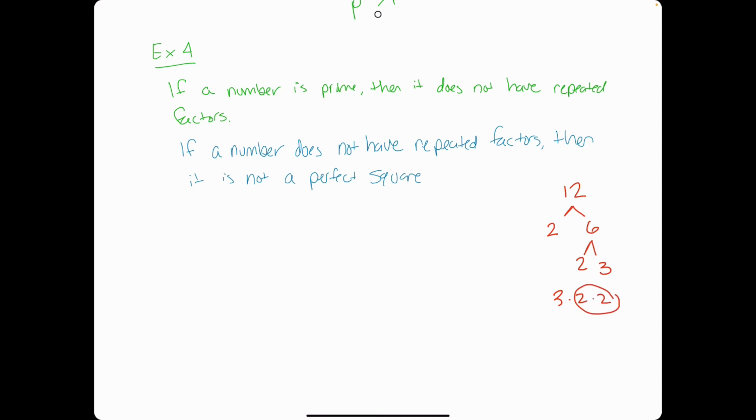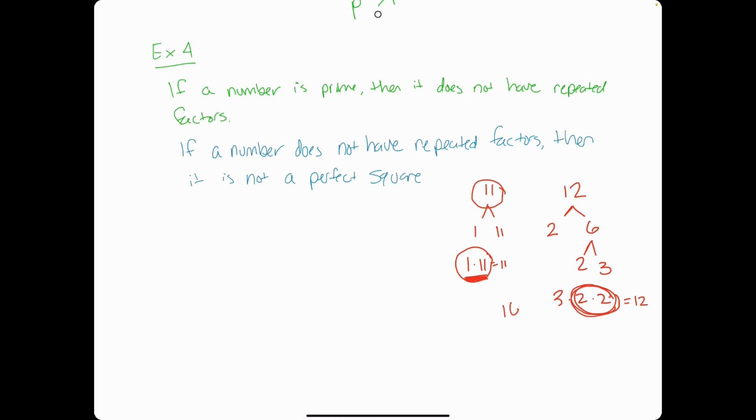If a number is prime, for example, let's just pick 11, the only way I can break down 11 is 1 and 11. 1 times 11 is 11. So in the 12 example, I have a repeated factor of 2 times 2. In the 11 example, I have no repeated factors. So if a number is prime, then it does not have repeated factors. If a number does not have repeated factors, like this one, then it's not a perfect square. 11, hopefully, is obviously not a perfect square.